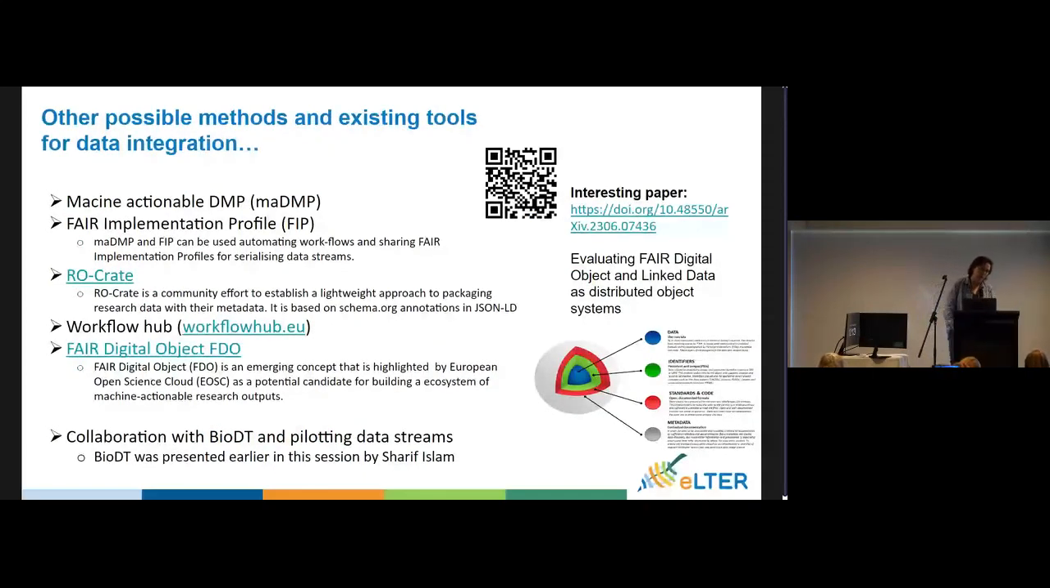There are also, as Sharif mentioned in the BioDT talk, other concepts that are very experimental. One of the most important is the FDO, the FAIR Digital Object Framework, which is an emerging concept, and it's also highlighted in the European Open Science Cloud as a potential candidate for building an ecosystem of machine actionable research outputs. There's also an interesting paper by Stian Soiland-Reyes. I have the DOI link there, about evaluating FAIR digital objects and linked data as distributed object systems.